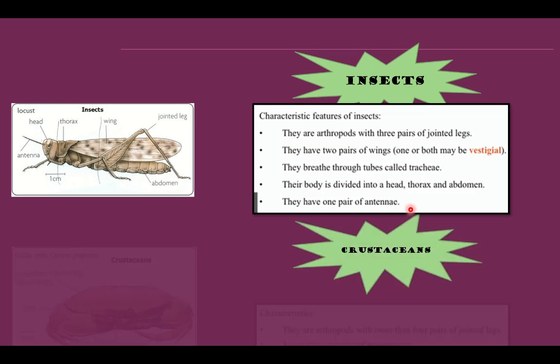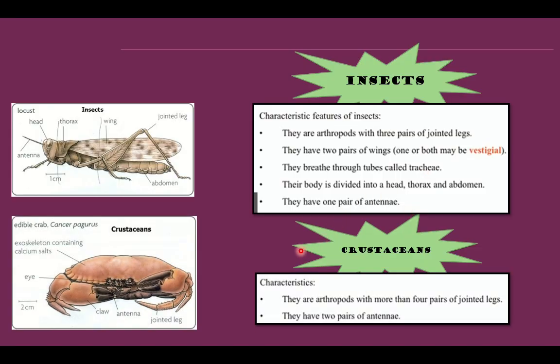Okay. Now the second class is crustaceans. As you can see in the crustaceans, you cannot clearly see the thorax. Head is embedded in the thorax. So let's see what are the features of crustaceans. They are arthropods with more than 4 pairs of jointed legs. They have 2 pairs of antennae.